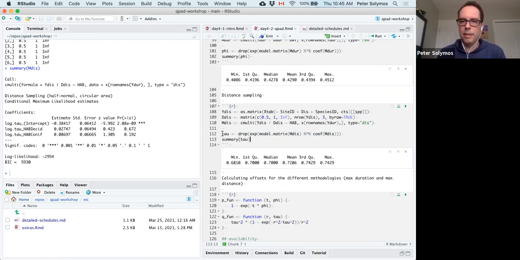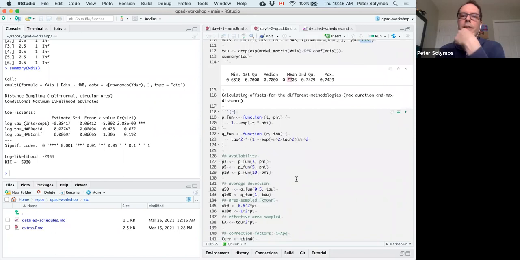Because again, the interpretation for tau with the half normal, which is what we imply by fitting this particular distance sampling model, is that this estimate is going to be our effective detection radius.